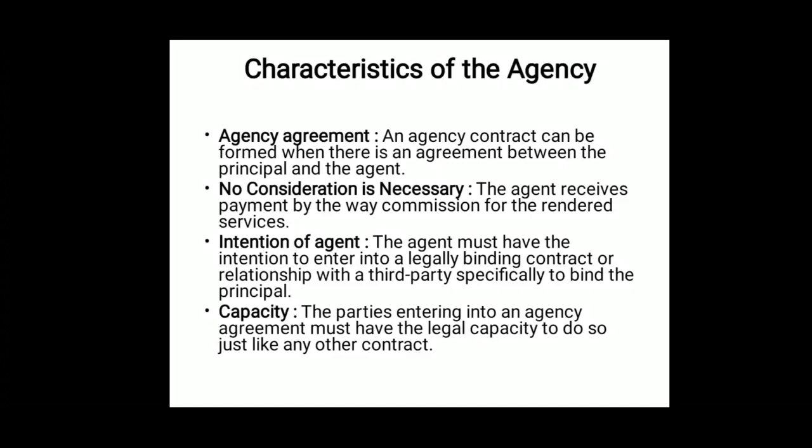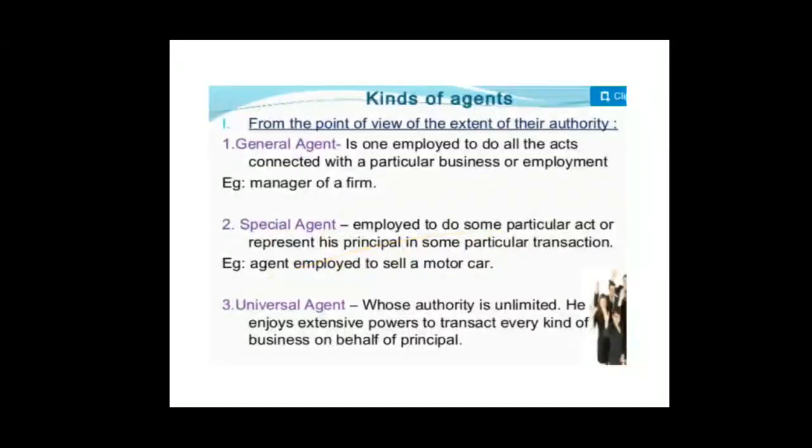So these are your features. Now we have to learn the types or kinds of agent. Broadly we can divide them under two headings. The first is from the point of view of the extent of their authority, how much authority the agent is having. From that point of view we have three agents, if I am not wrong.